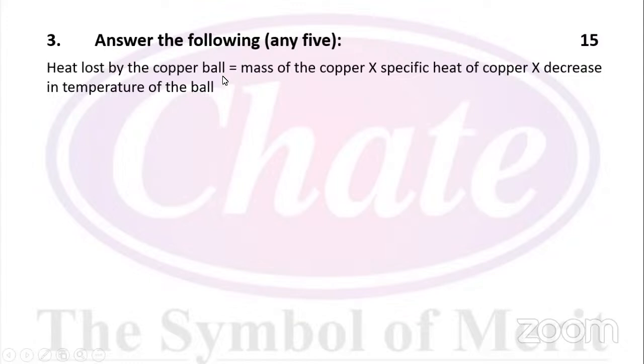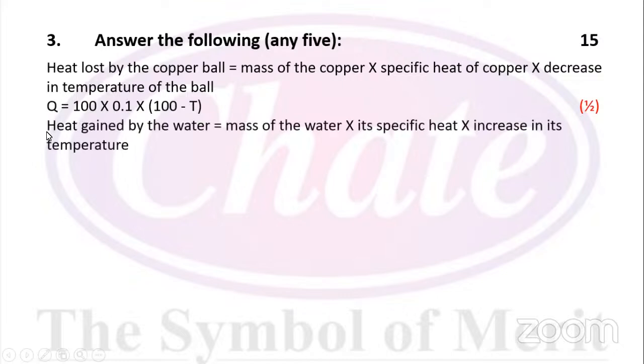So let's see now how to calculate the heat lost by the copper ball. How much heat is the copper ball going to lose? That can be calculated as mc delta T. Here m stands for the mass of the copper, c is the specific heat of the copper, and delta T is the change in temperature of the copper ball. Initially it was 100 and finally it is going to decrease, so we write 100 minus T. The heat lost by the copper ball is equal to the mass of the copper ball, 100, into specific heat, 0.1, into 100 minus T. That is the decrease in temperature of the copper ball.